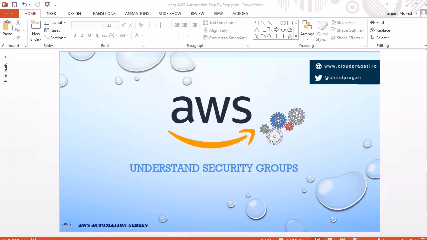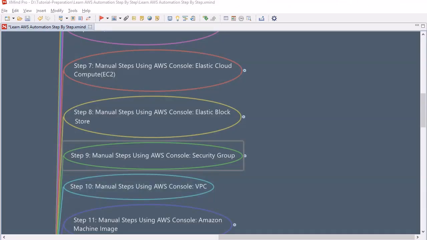In this session, we are going to understand security groups of AWS. So let's jump into the discussion. Let's look into the journey so far.